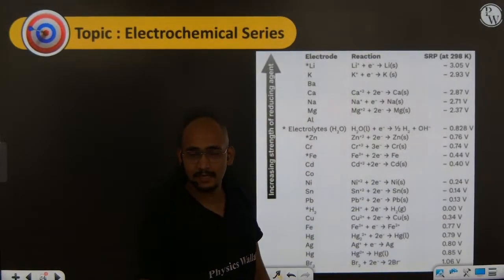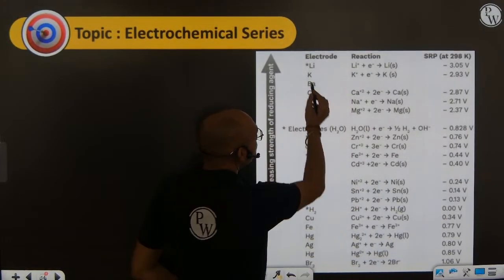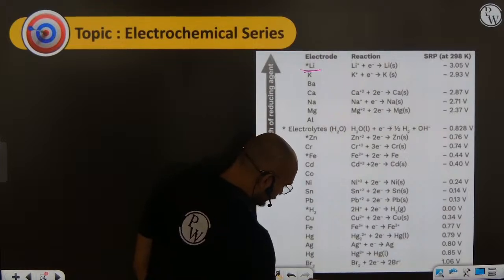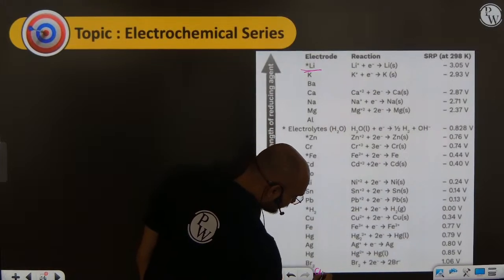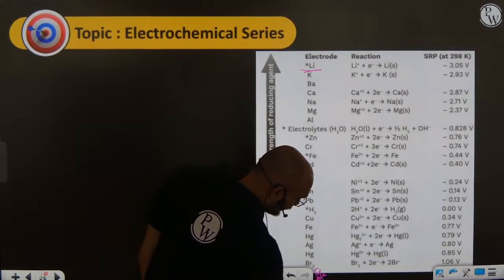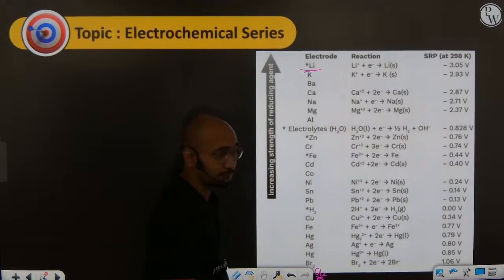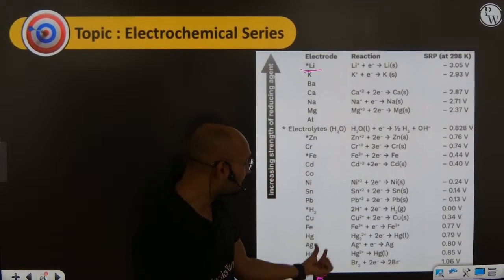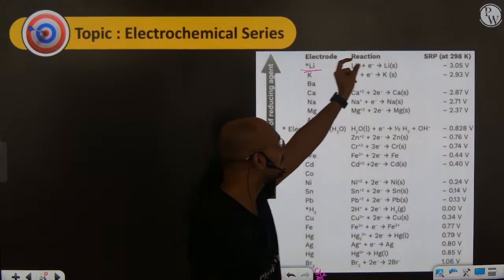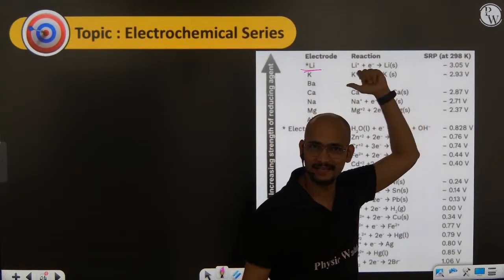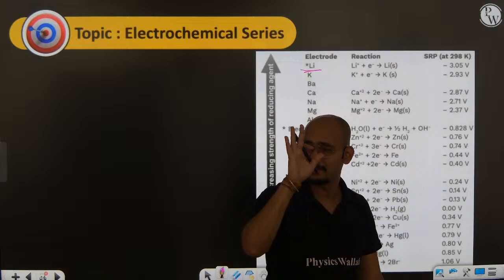And in SRP, always remember the top one is lithium and below one we have Br2, then there will be Cl2 and then there will be F2. The lowest one will be F2, fluorine. It has the maximum positive while lithium has the maximum negative. It has maximum negative while fluorine has the maximum positive.